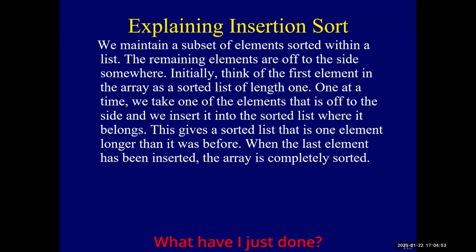What have I just done? I've described the loop invariant, right? The remaining elements are off to the side somewhere. Oh, that's part of the loop invariant, right? Initially, think of the first element in the array as being a sorted list of length 1. What did I do? I just established the loop invariant, right? And now we're going to maintain the loop invariant. One at a time, we take an element that's off to the side and we sort it where it goes, right? I've maintained the loop invariant while making progress, right?